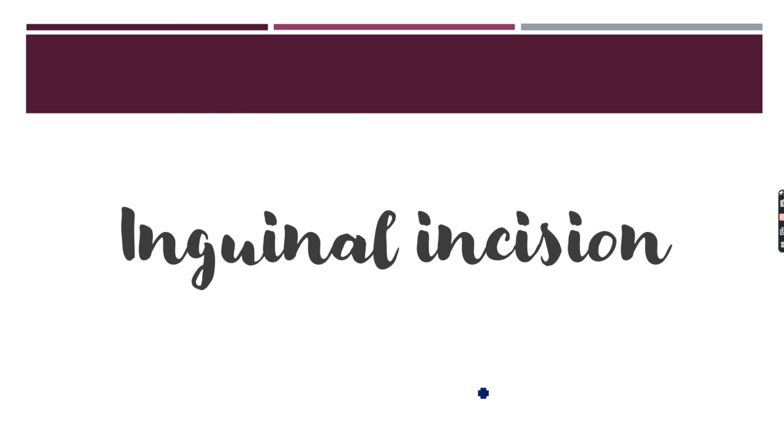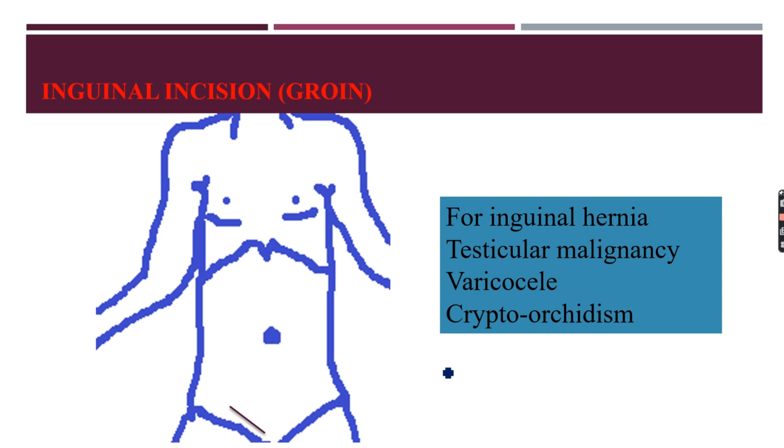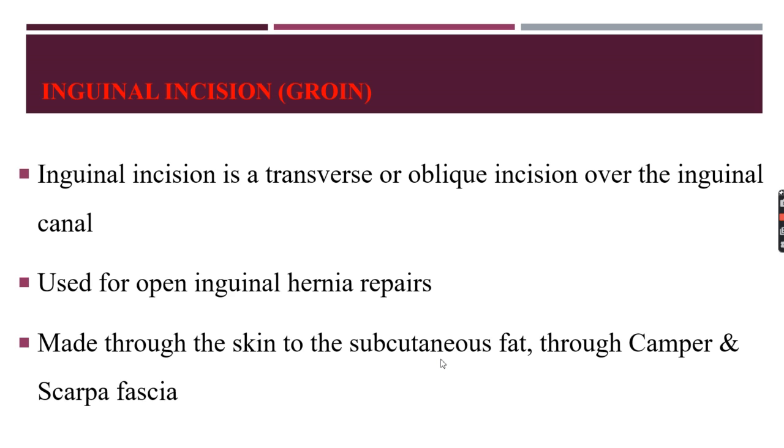So next comes the inguinal incision, the groin incision. This is the inguinal or groin incision, somewhat nearer to the pubic tubercle, and it is used for inguinal hernia. You all are well aware of this type of incision. Even in cases of testicular malignancy, this can be used, and in the management of varicocele and cryptorchidism, right? This inguinal incision can be used.